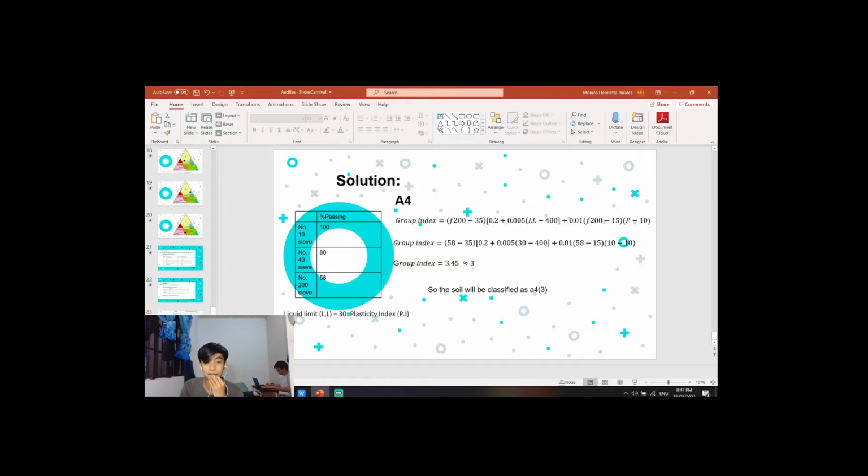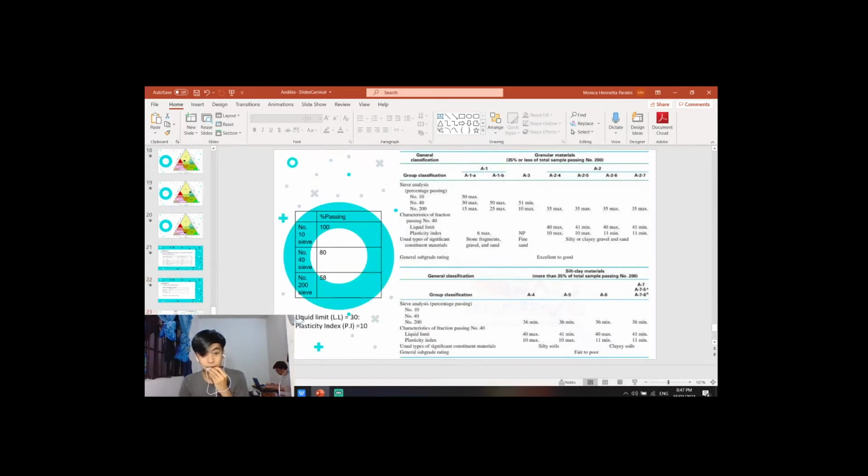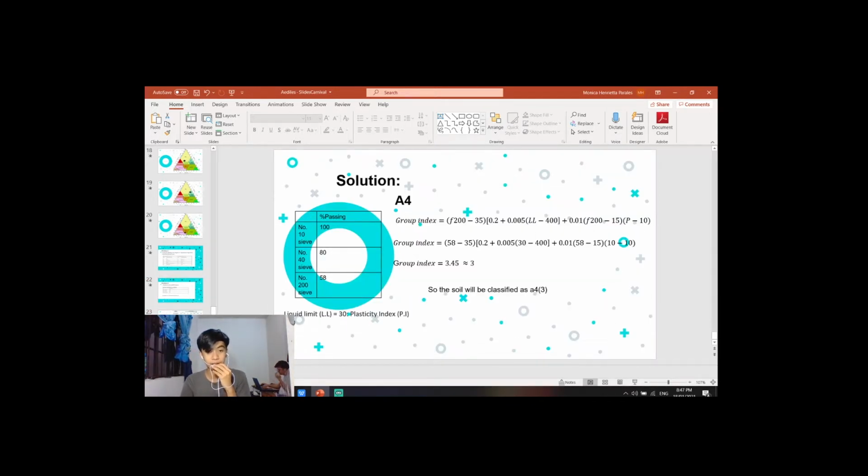So dito na tayo sa solution, guys. Once na makuha na natin kung ano yung kanyang group classification, punta na tayo sa solution. So ito, guys, itong table na to nilagay ko dito para madali na lang tayo mag-substitute ng mga given values sa ating formula, yung formula nating group index. Ito, guys, tingnan nyo na lang. F200 is number 200 sieve yan, kung ilan yung passing. LL is liquid limit and PI or P is yung plasticity index. So substitute natin, guys. Sabayan nyo na lang ako, guys, para mabilis tayo.